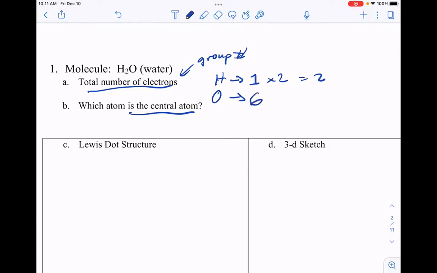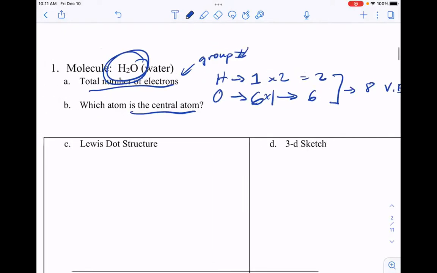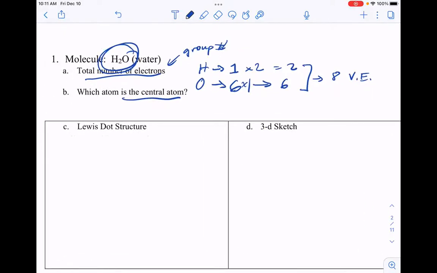Group 6. Yep, you got it right. So group 6. And since there's only 1 oxygen in this chemical formula, just multiply it by 1. And you guys get 6. And so the total value that we get here is 8. So there are 8 valence electrons that we're going to have to place throughout this molecule.